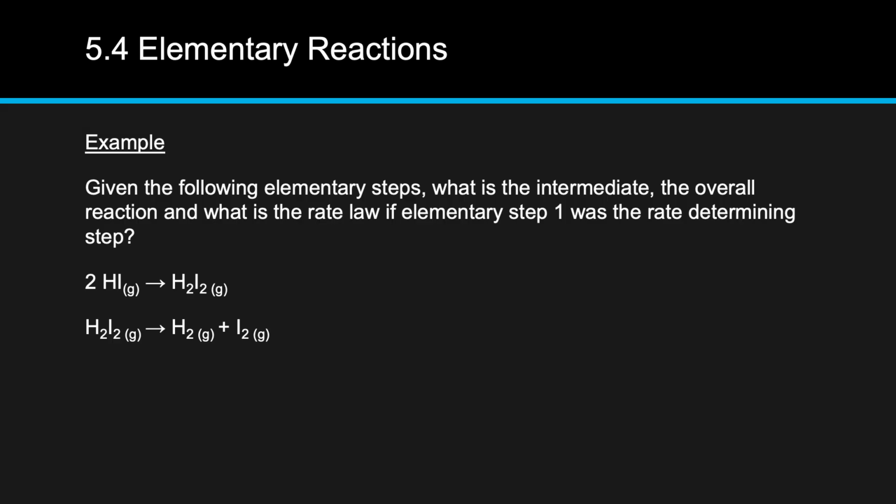This example says, given the following elementary steps, what is the intermediate, the overall reaction, and what is the rate law if elementary step 1 was the rate determining step? So first, it wants us to look for the intermediate. Remember, the intermediate is the species that is formed in one step and consumed in the other. And we can see that H2I2 was formed in step number 1 and then consumed in step number 2. So the intermediate is H2I2.